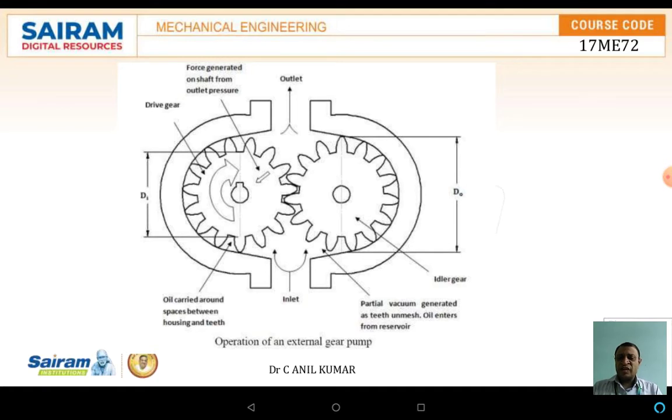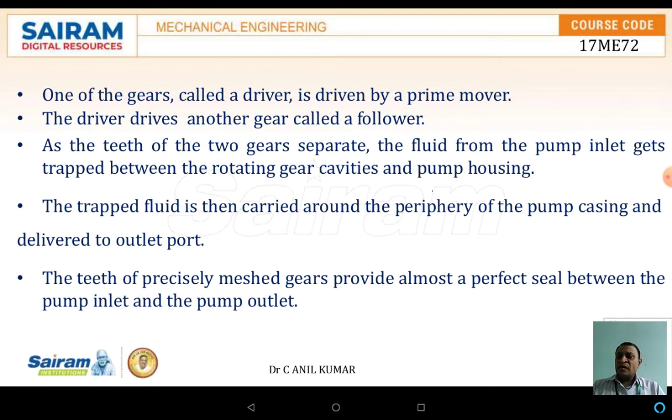Because of the section which has been created between the teeth, because of the rotation, from the inlet the fluid flows to the outlet. The force generated on the shaft comes from the outlet pressure. Now, one of the gears is called the driver gear, and the other one is called the idler gear.